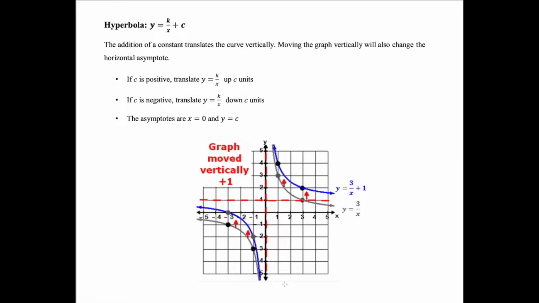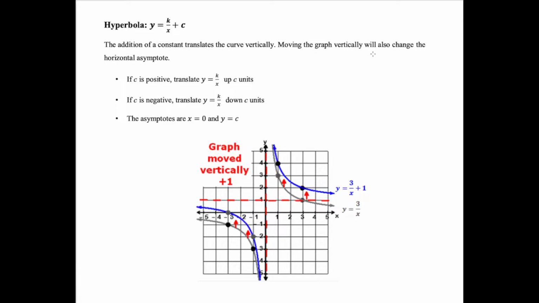Hello everyone. In this video, I'll be going through some slightly more complicated hyperbolas where the hyperbola, for example, could shift up or down. First I'm going to go through the hyperbolas that could shift up. As you can see, y equals k over x is a hyperbola, and if you add a constant after it, all you have to do is shift the hyperbola up. The addition of a constant translates the curve vertically.